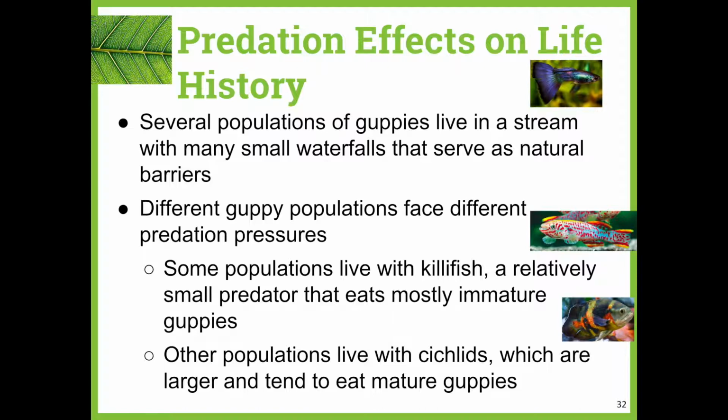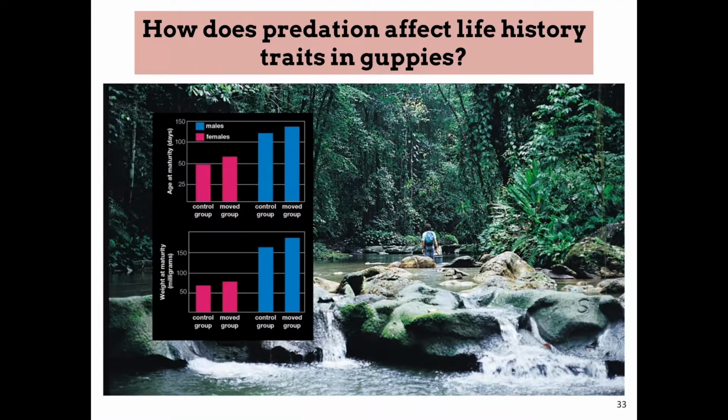But some guppy populations face different predation pressures. Some populations live with fish called killifish, a relatively small predator that eats small guppies. Other populations live with a different type of fish called a cichlid, which are larger and tend to eat more mature guppies. So the question I have for you is, how does predation affect the life history traits in guppies? How do the organisms that are living in that environment affect the traits of the guppies?